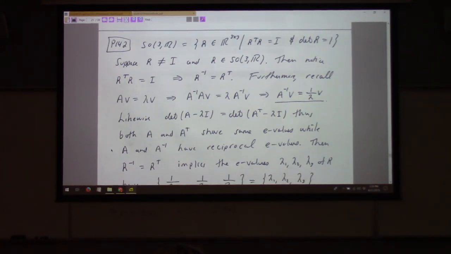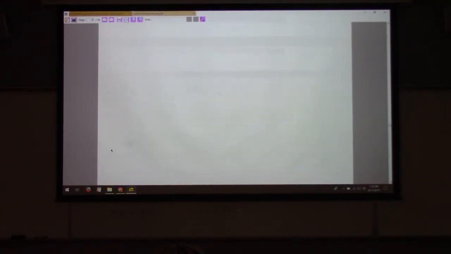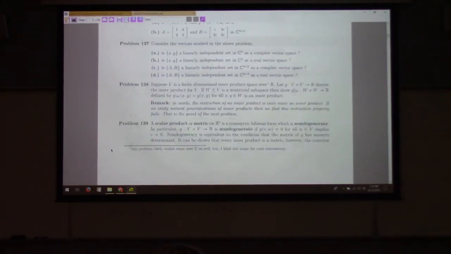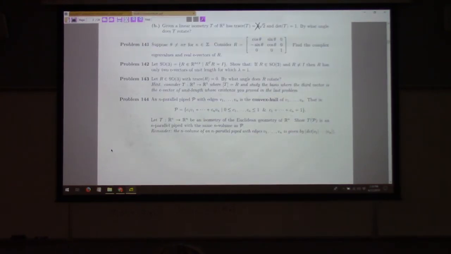Problem 142. I need to remind myself the statement of it. I'm sorry. I should remember what page we were on. Well, I'm supposed to show what?